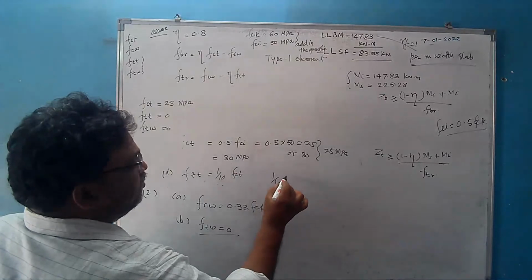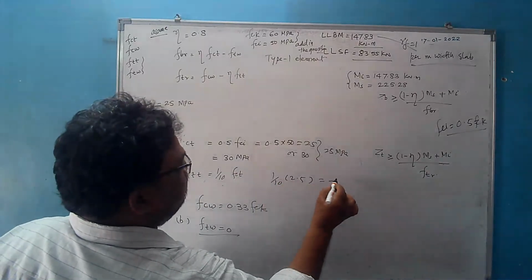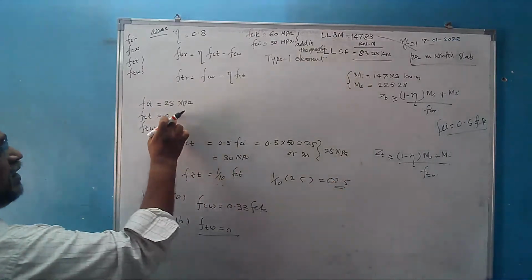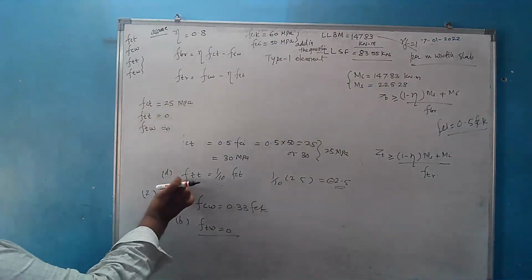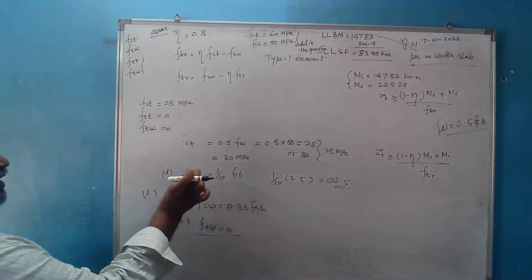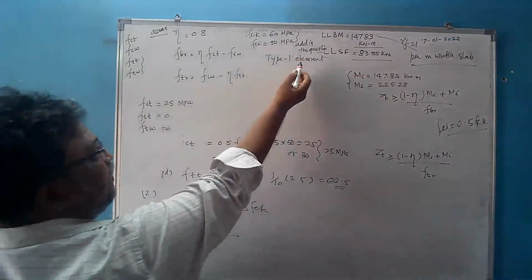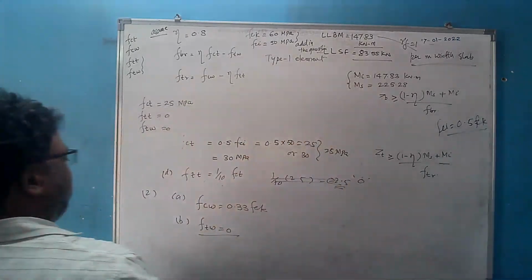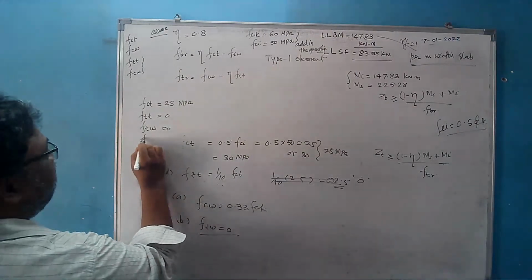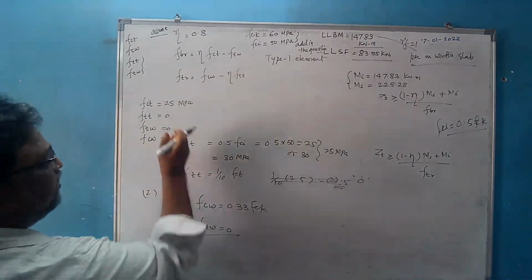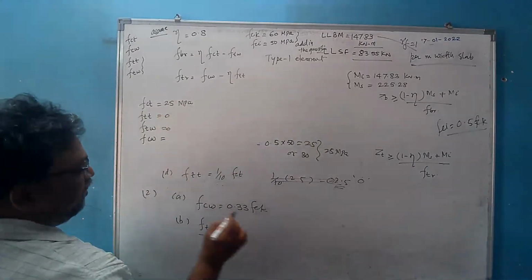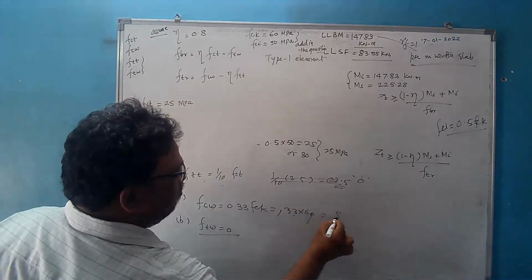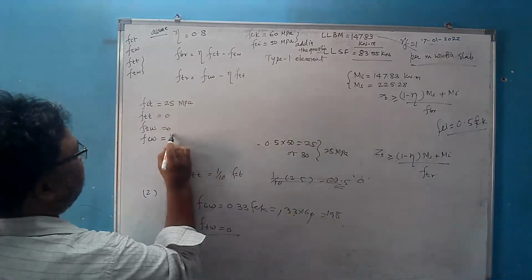So that will be 1/10 of 25. So it means that this must be equal to minus 2.5. Minus indicates tension. तो यहाँ पर फिर ये minus 2.5 हो जाता था, permissible values of stresses in concrete in tension at transfer. लेकिन हमने यहाँ पर type 1 element consider कर लिया है, so this whole will become 0. Now what is FCW? The permissible values of stress in concrete at working 0.33 times of FCK. So that will be 0.33 multiplied by 60. So that will be equal to 19.8 MPa.